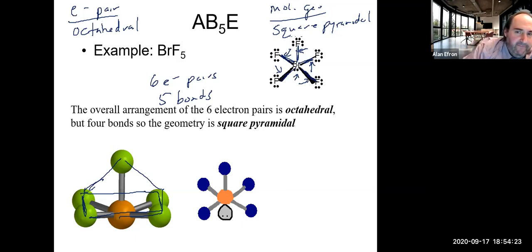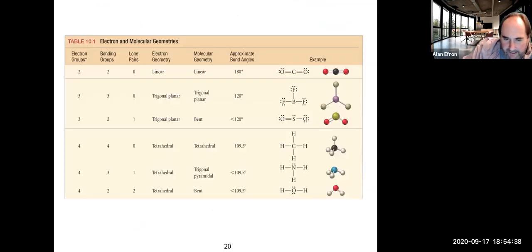Truthfully, most of us cannot visualize in three-dimensional space, myself included. So usually the best way to do it is to memorize electron pairs, bonds, and the names that go with them. Here's a table of all the ones that we talked about. You have a similar one in your book as well.